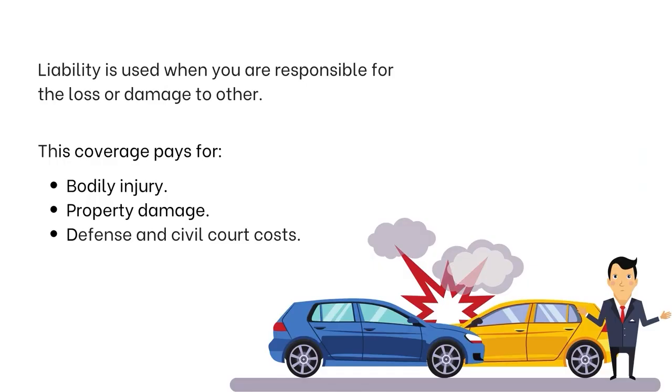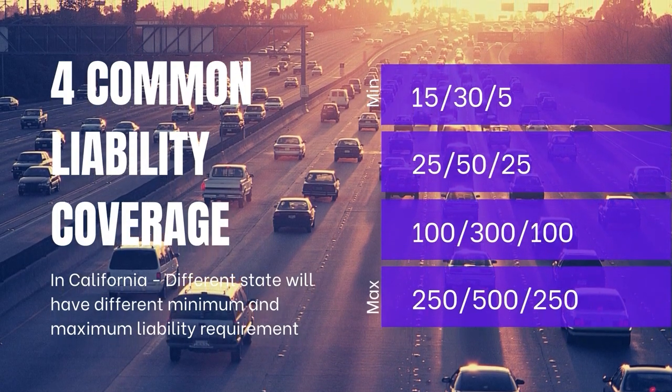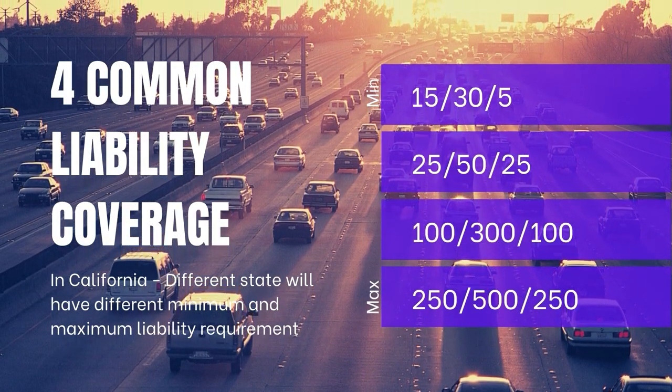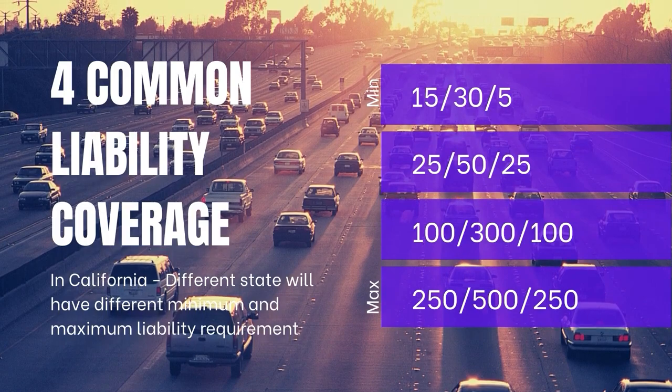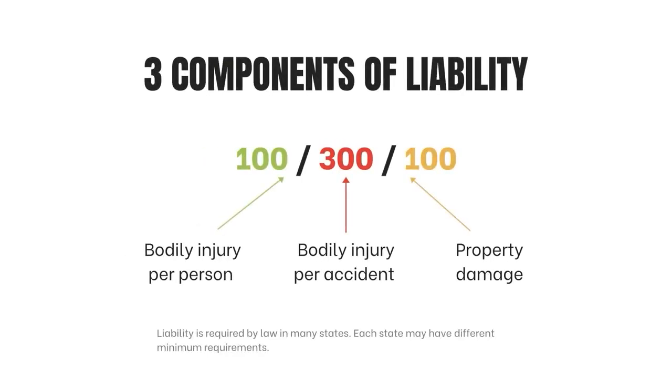As previously discussed, liability is where you are responsible for the loss or damage to others. This coverage pays for bodily injury and property damage. It will also pay for defense and civil court costs. This coverage is required by law in many states, though there are some exceptions. Each state may have different minimum requirements. When looking at the liability section of an auto policy, there are three components that you need to know: bodily injury per person, bodily injury per accident, and property damage.